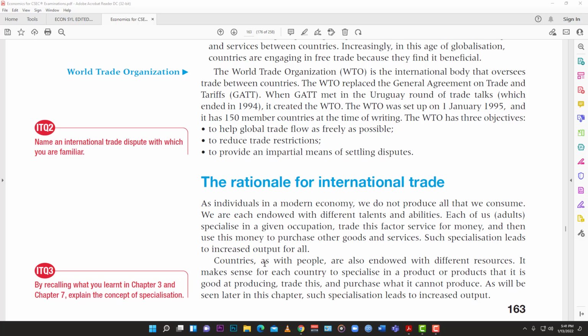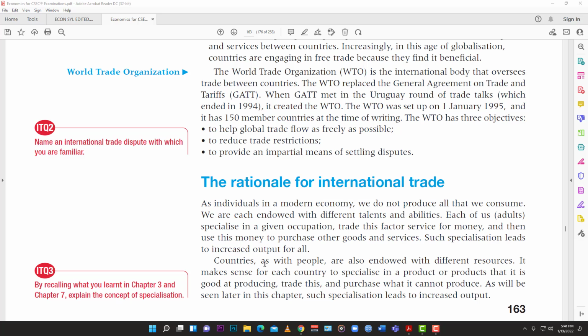Countries, as with people, are also endowed with different resources. You realize that some countries have oil, some don't. How else can we get fossil fuel? We have to trade for that. Right? Some countries got bauxite, gold, silver. Some don't. Some have nice forestry. Some don't. And so we have to engage in trade in order to acquire these things.